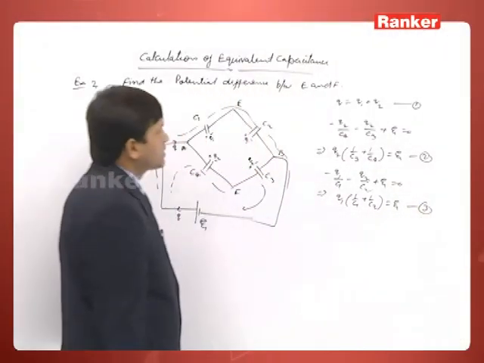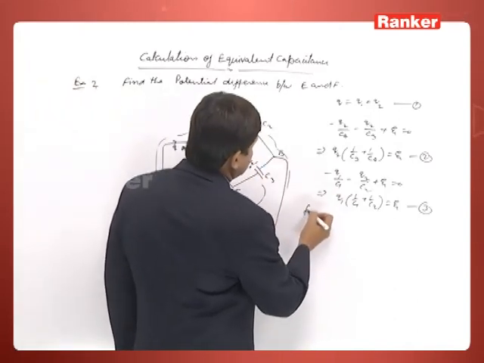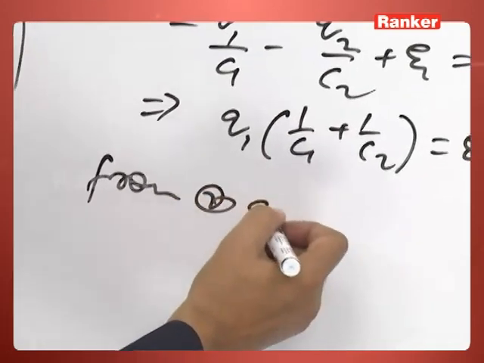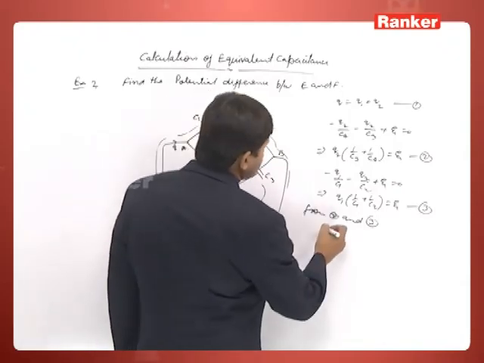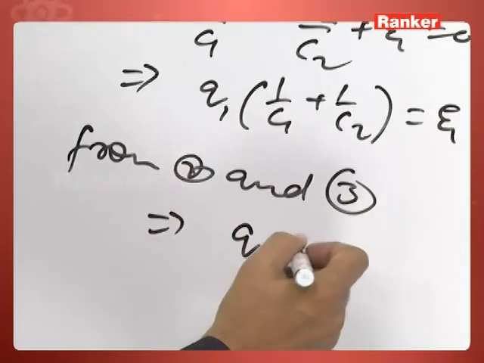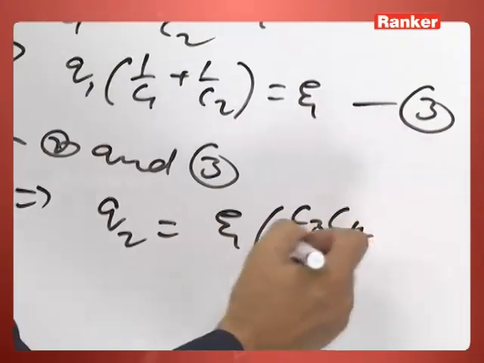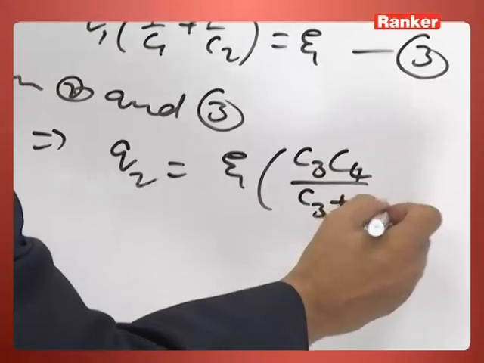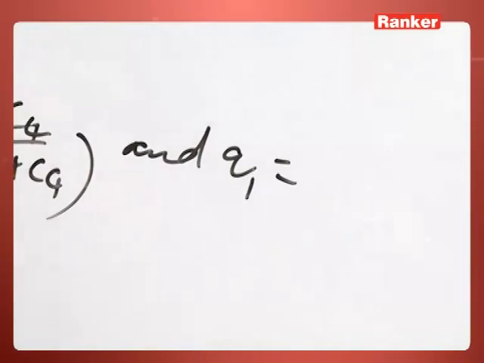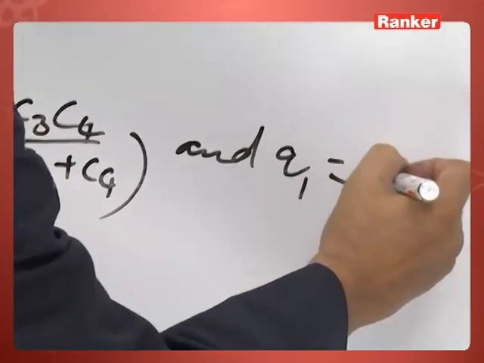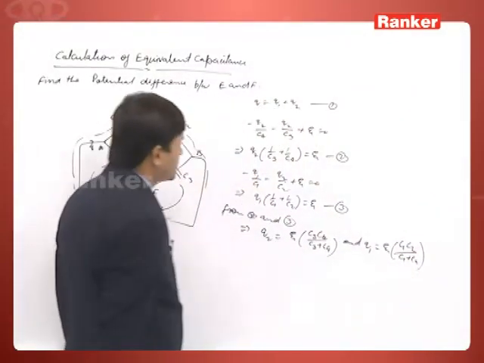So from these two, second and third equation, we can write Q2 is equal to your E C3 C4 by C3 plus C4, and Q1 is your E C1 C2 by C1 plus C2.